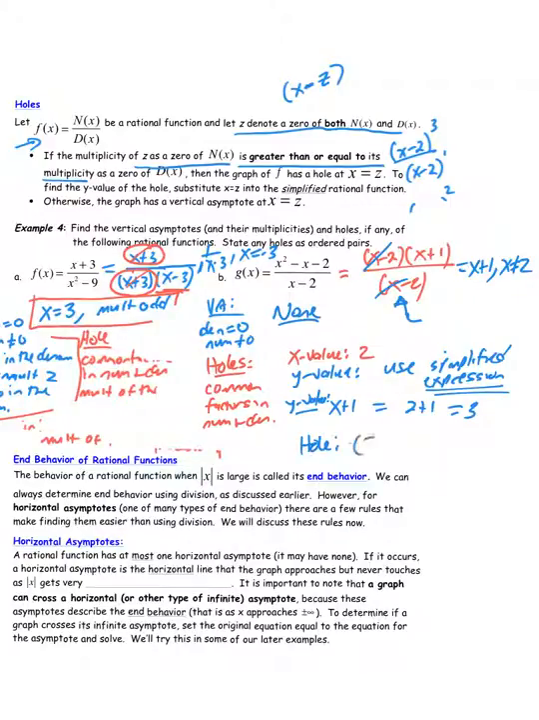So to find the y value of a hole, I need to use the simplified expression. That's the key, the simplified expression. And if you do not use the simplified function, you'll get 0 over 0, so you'll know you did something wrong. So to find the y value, the simplified function is x plus 1, and we're going to put 2 into that function. So it'll be 2 plus 1. So the y value is going to be 3, which means we have a hole at the ordered pair 2, 3.